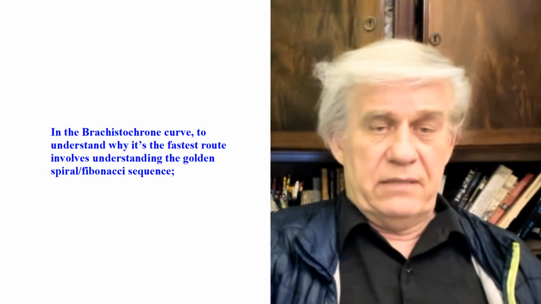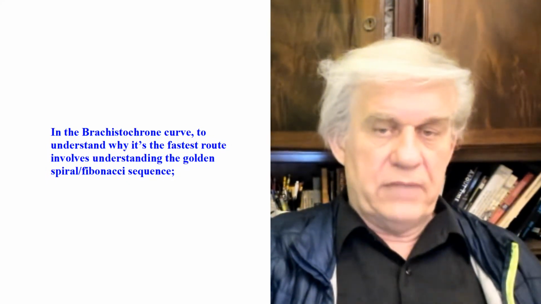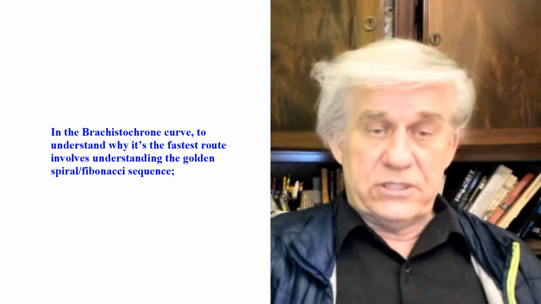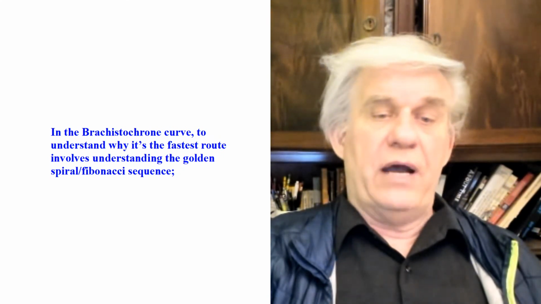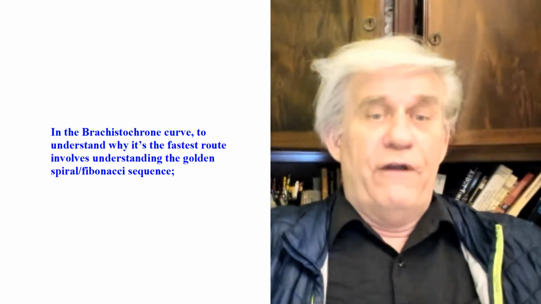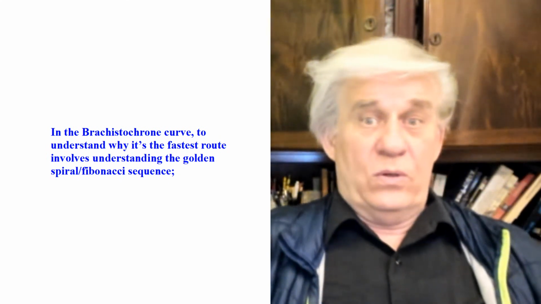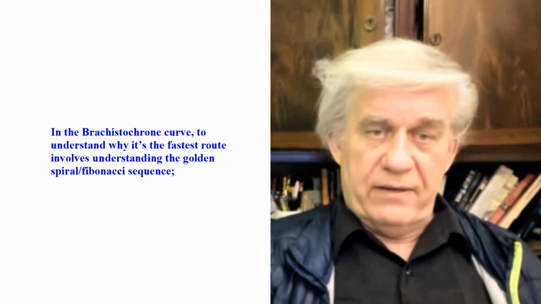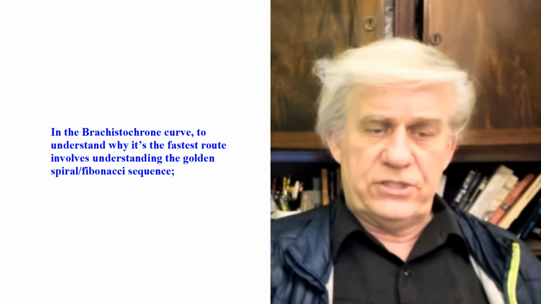Again, this guy proposes the Brachistochrone curve, and this is what he answered. The last answer I got from him, I thought he was going to give me an explanation of how you go through time and why it's so much faster, and not just a statement saying it does so. He came back again with just a statement, a description, not an explanation. He said the Brachistochrone curve, to understand why it's the fastest route, involves understanding the golden spiral Fibonacci sequence. Whoa, okay, so let's look it up and find out what he's talking about.